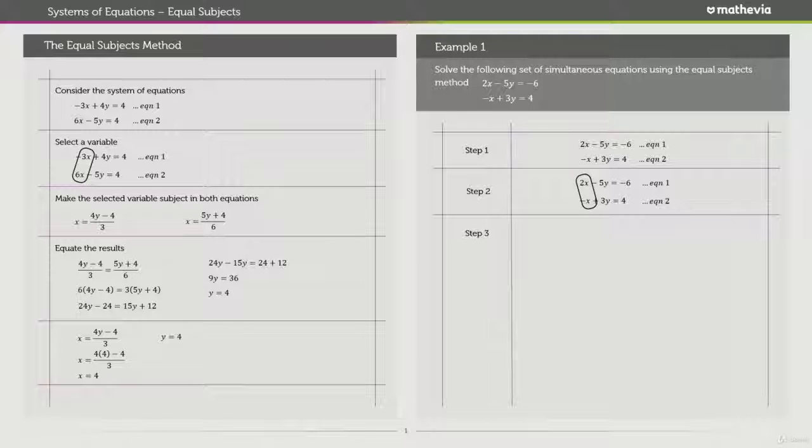Once we've done that, we're going to make x the subject in both equations. For the first equation, 2x minus 5y equals minus 6, I have x equals (5y minus 6) over 2. And for the second one, minus x plus 3y equals 4, I have that x equals 3y minus 4.